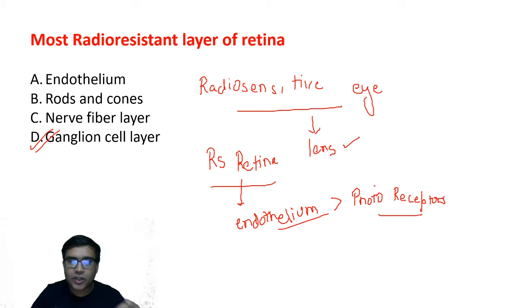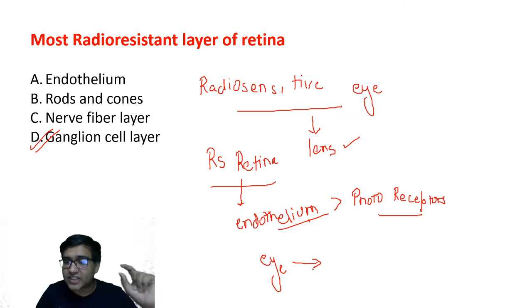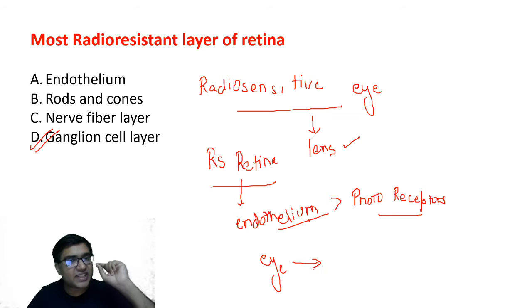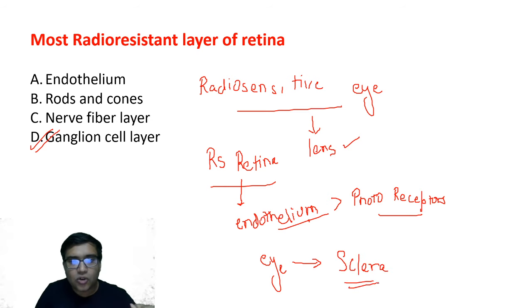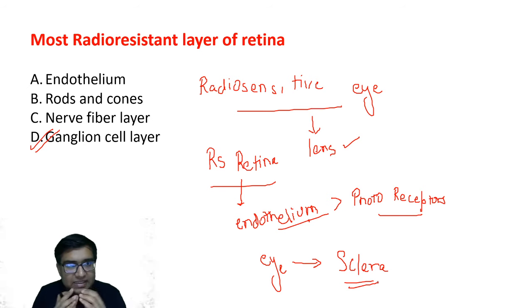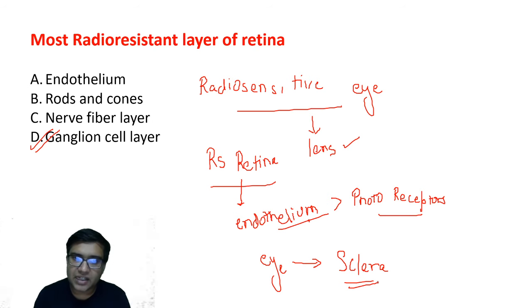And the most radio resistant part of the eye, can you tell me? I am not asking the most radio resistant part of the retina, but the most radio resistant part of the eye. The answer here is sclera. These are the most important points in the corneal histology and the retinal histology.